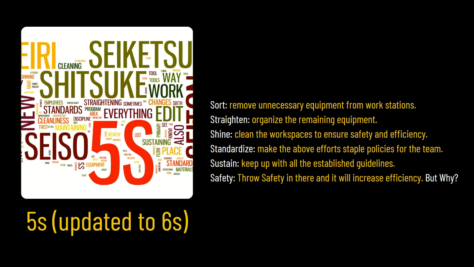Now, it was updated a couple years ago to 6S. I'll explain why. But number one, the first S represents removing unnecessary equipment in the workstation. So you're going to sort that. That involves red tagging items, removing space or the junk that gets in your way. The next is straightening, organizing the remaining equipment. Then you have Shine, where we clean the workspace to ensure safety and efficiency.